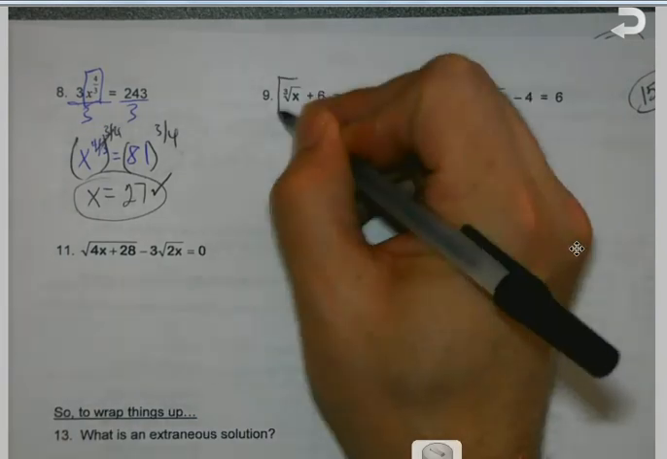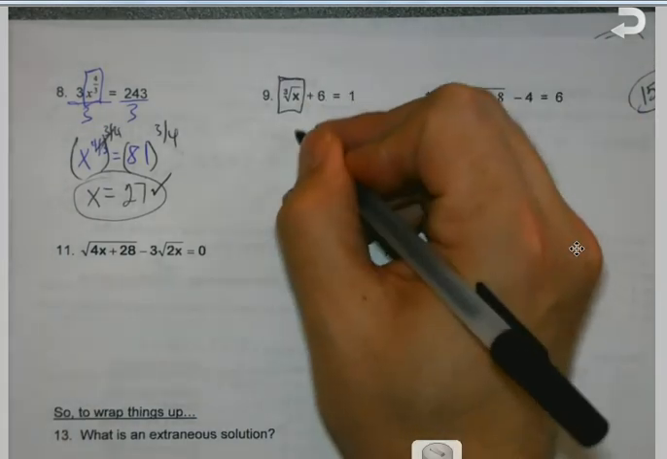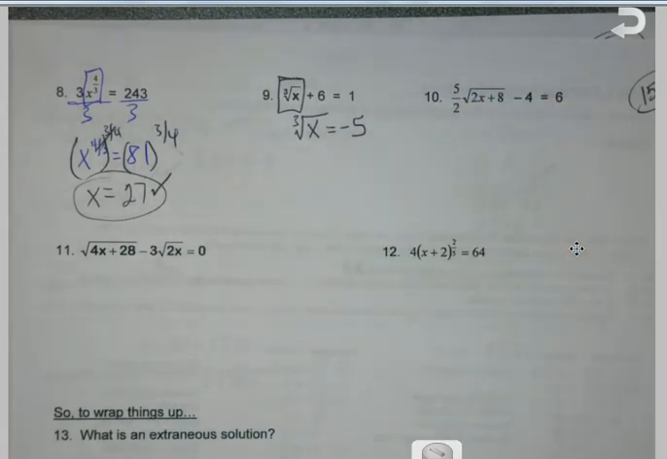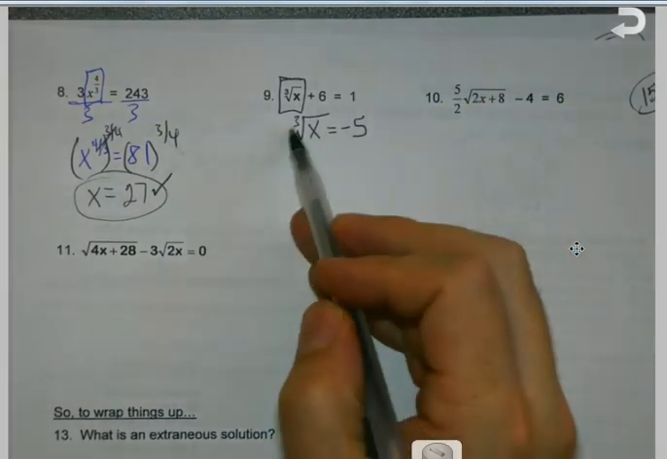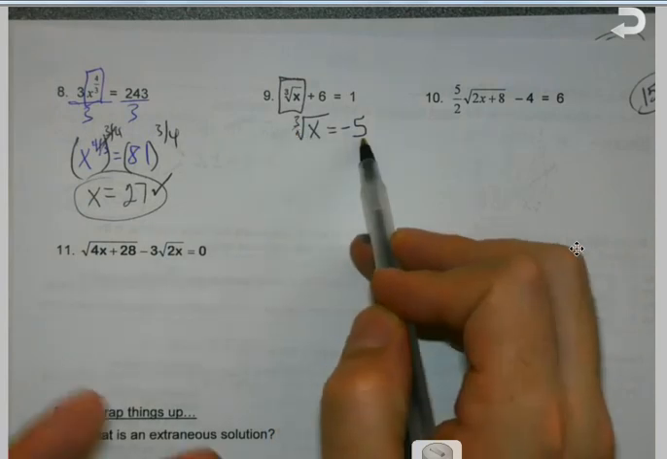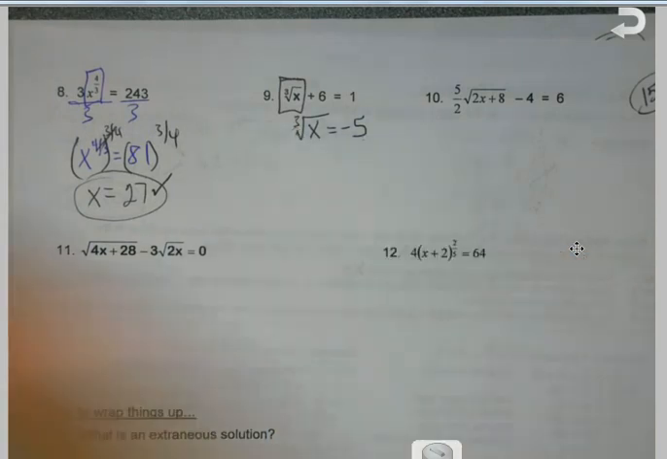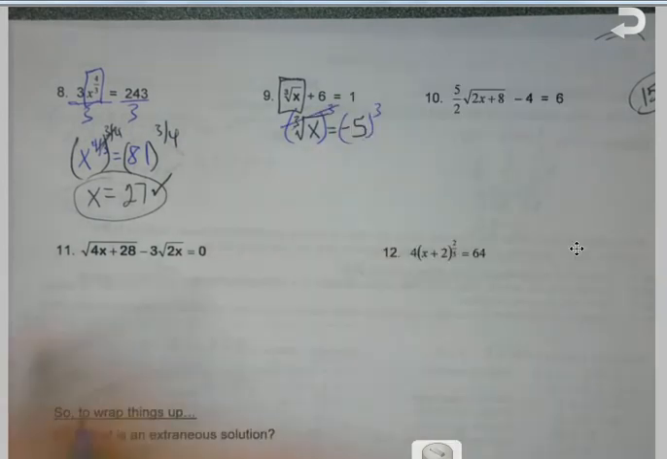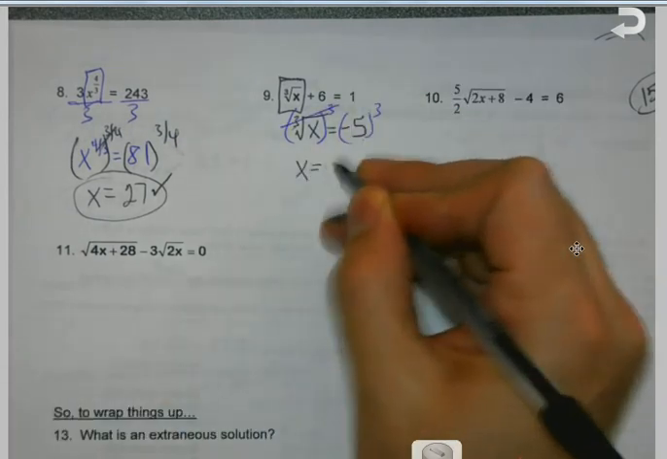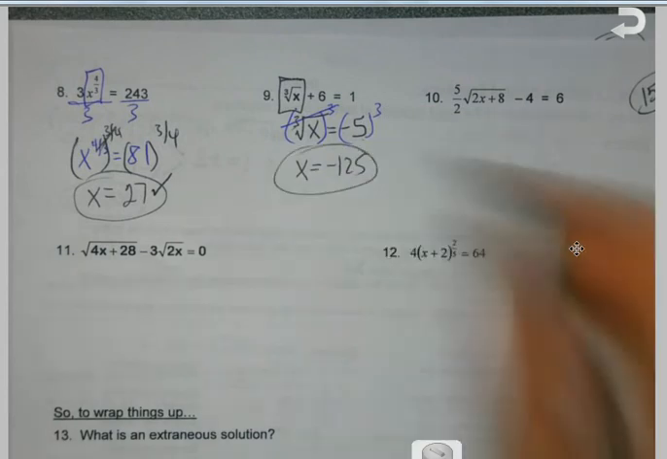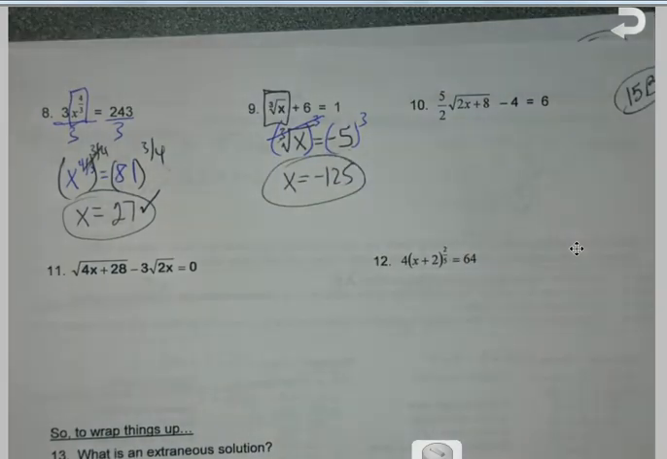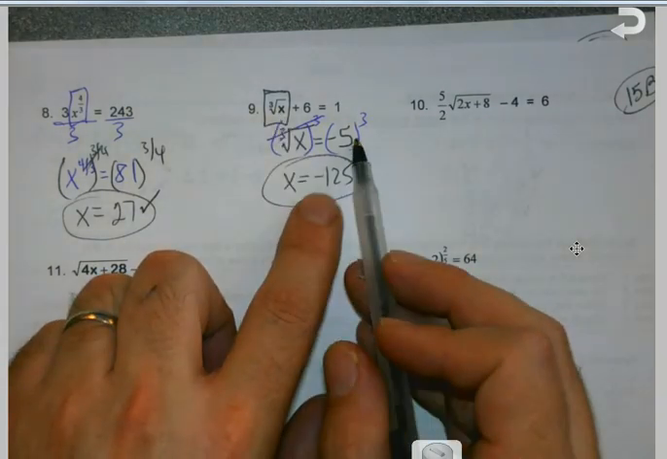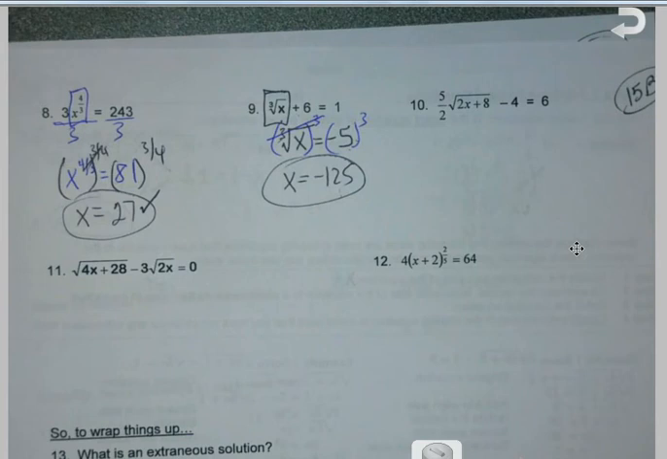So let's see. Isolate my radical minus the 6. Now here again is something I got to watch out for. If that were a square root, I wouldn't be able to do this because I got a negative over here. But a cubed root I can, because cubed roots can be positive or negative. Negative 5 cubed is negative 125. And then I go, oh, well, I kind of just figured that out. The cubed root of negative 125 would be negative 5 plus 6 is 1. Okay, not too bad.